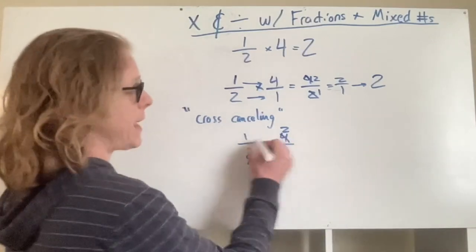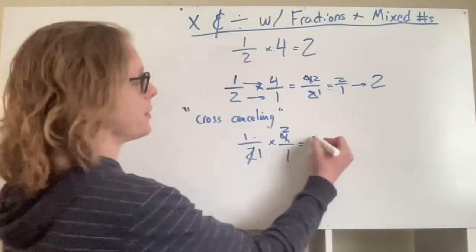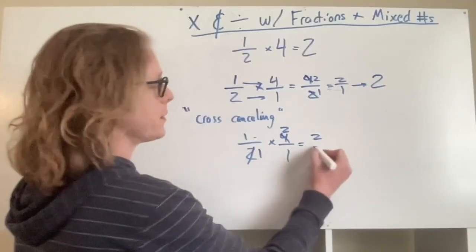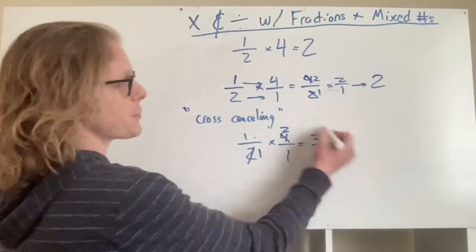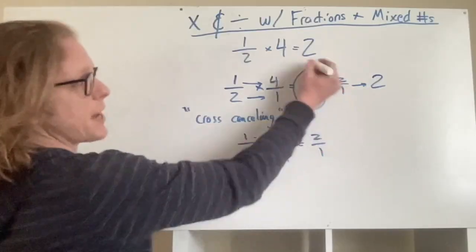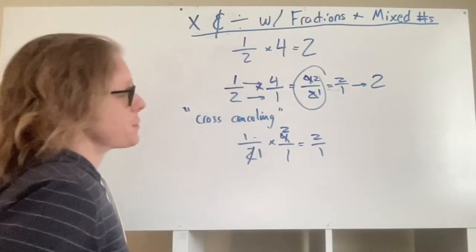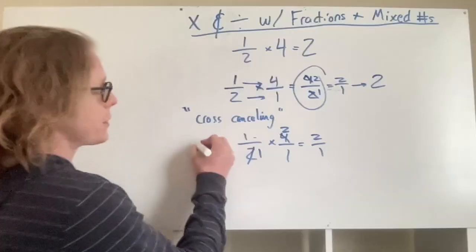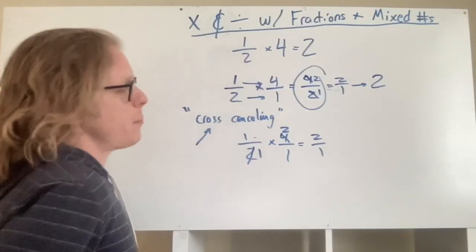Okay, so now when I multiply, 1 times 2 is 2, and 1 times 1 is 1. Notice that my answer is already simplified. I don't need to do this extra step here. So it's really useful for us. We should always look to see if we can cross-cancel before we multiply.